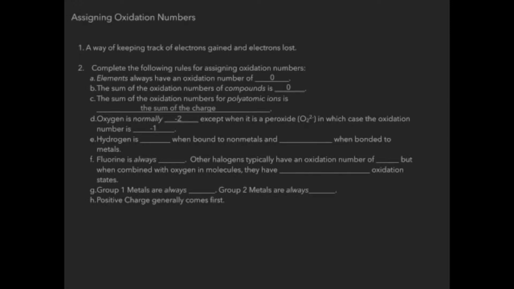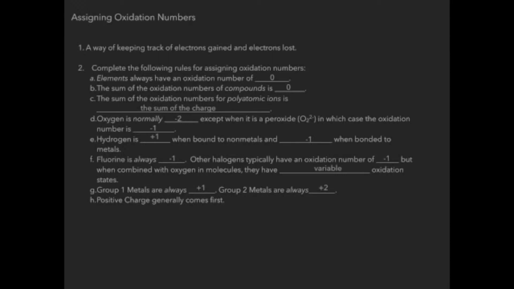Now, hydrogen has a +1 oxidation number, except when it's bound to a metal, like in the example of sodium hydride that we saw before. In that case, because sodium has a +1 oxidation number, which we'll get to in 1 second, hydrogen, the hydride ion, would have a -1 oxidation number. Fluorine is always -1, and while halogens tend to have an oxidation number of -1, they can actually have variable oxidation states. Group 1 metals always have a +1, and group 2 metals always have a +2 oxidation number.